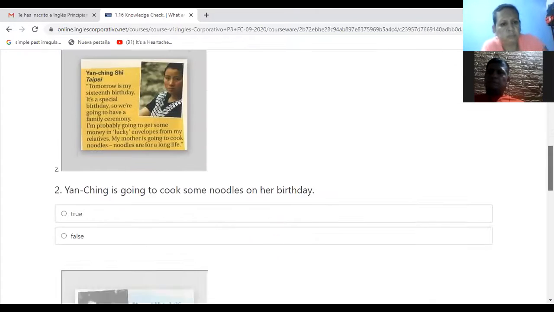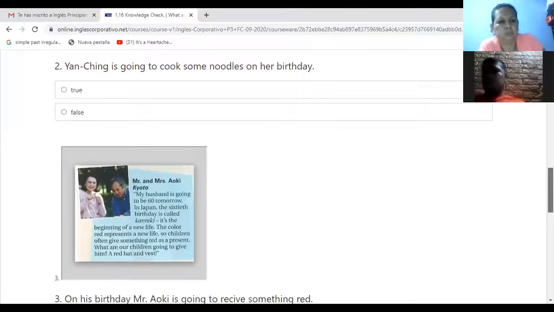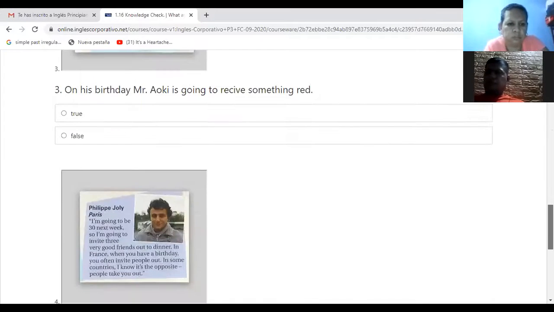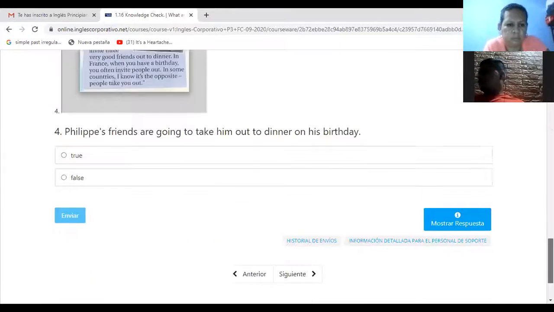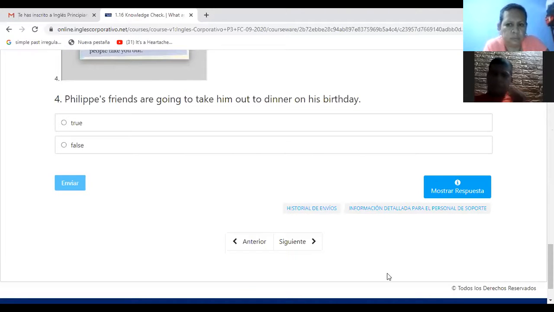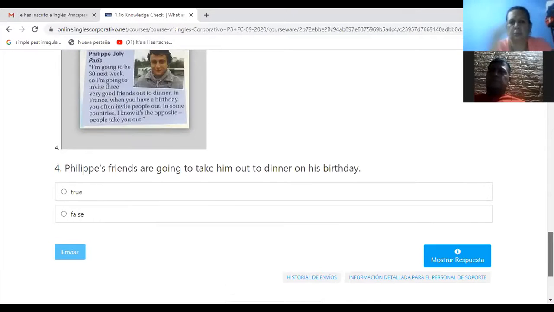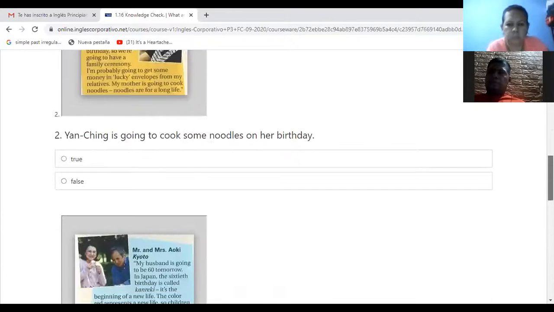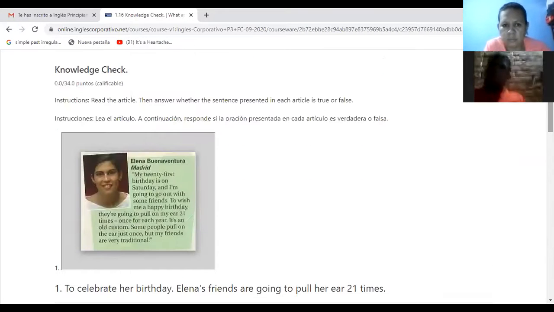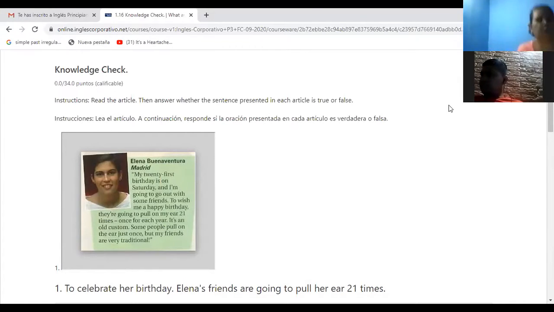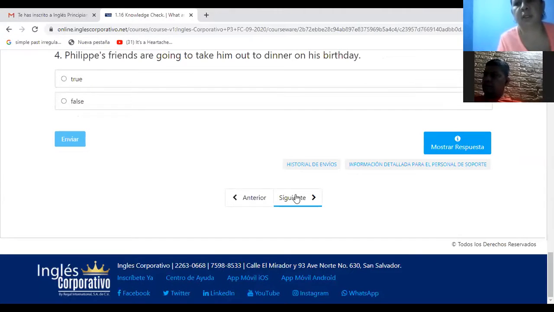Yang Qingxi, Mr. and Mrs. Aoki from Kyoto, okay? And Philippe Jolie from Paris, okay? Those are birthday celebration experiences, right? And then you need to read, this is a reading for comprehension exercise. You need to read and get the right information from each reading and then try to answer if it's true or false. Okay, so last night we talked about our birthday celebration.